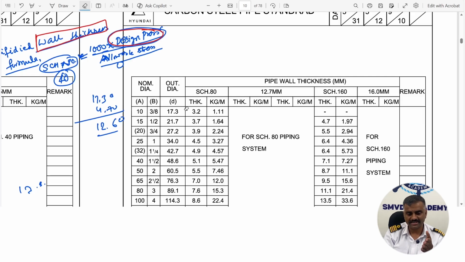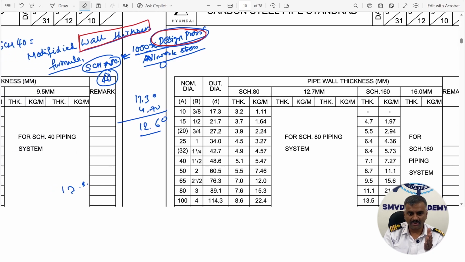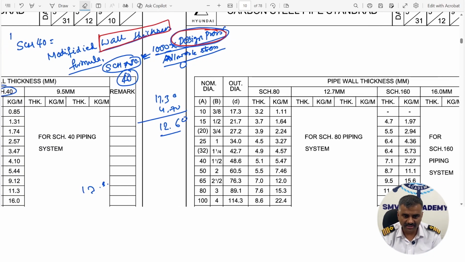So for schedule 40, we have a certain amount of pressure rating until which the pipe will work. Now we can see here it is schedule 80. So there must be a difference between schedule 40 and schedule 80.